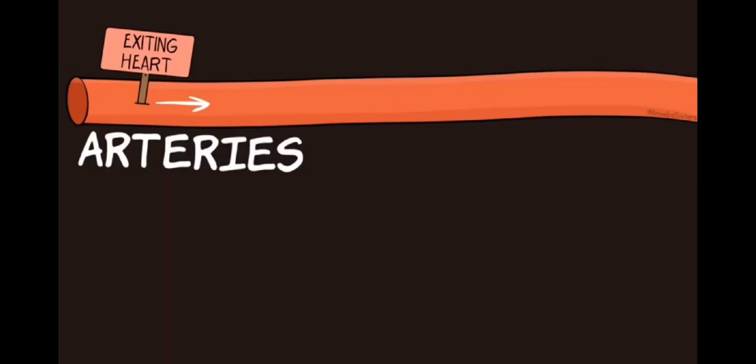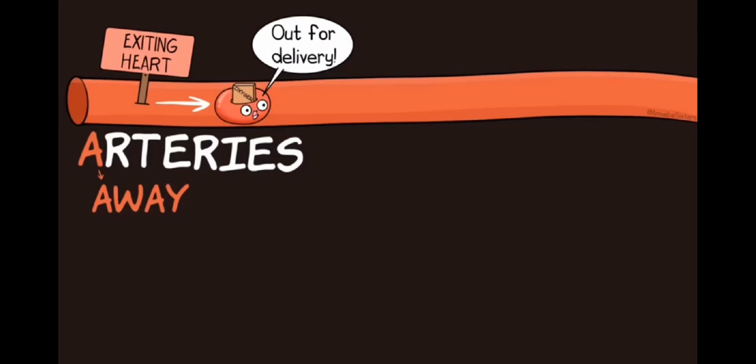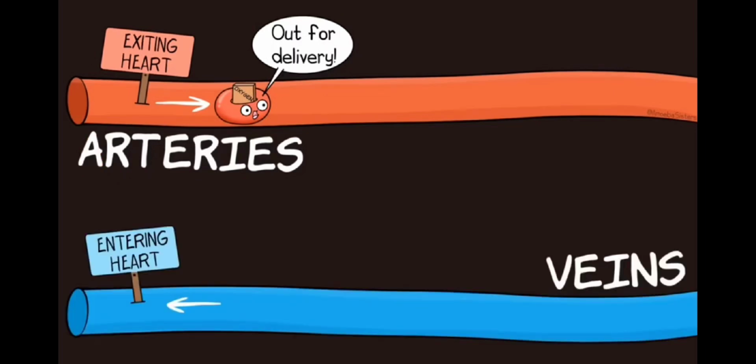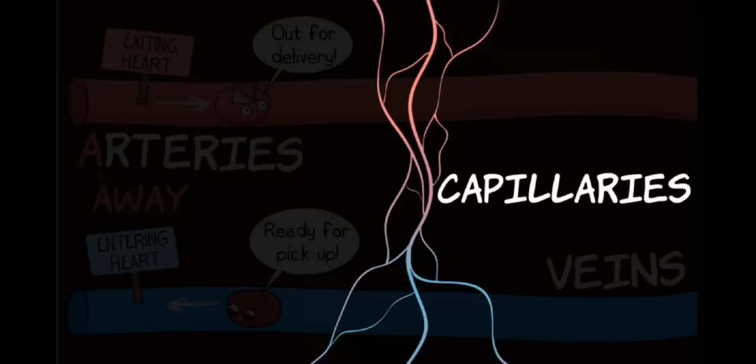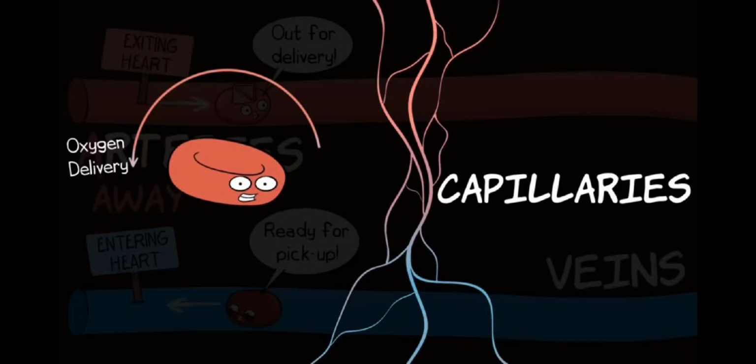Arteries carry blood away from the heart. Think A for away. Arteries are typically oxygen-rich, but there are exceptions. Veins generally carry blood to the heart. Veins typically are oxygen-poor, but there are exceptions. Capillaries are small blood vessels, and it is at the capillary level where oxygen is delivered to organs and tissues and where carbon dioxide will be picked up to travel back to the lungs.